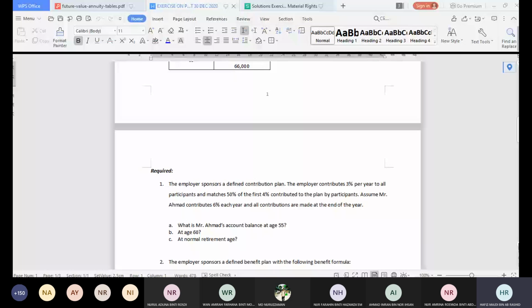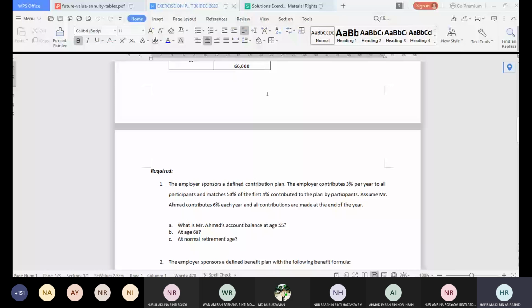Once you get that 5%, I think there will be no problem for you to calculate. For example, what would be Mr. Ahmad's account balance at the age of 55, or at the age of 60, or at the normal retirement age? Let me share the solution here.